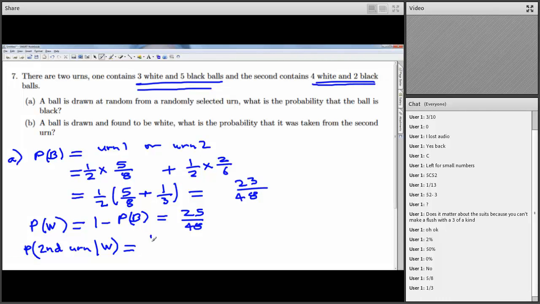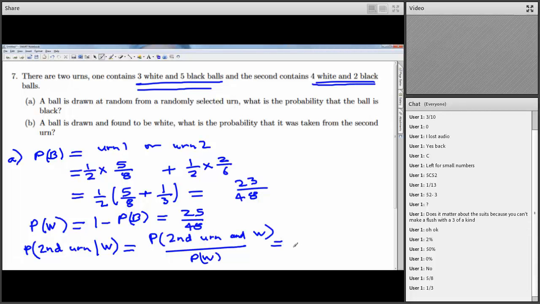So the conditional probability is both of them happening, so both getting the second urn and white, divided by the probability of getting just white. Now, the probability of just white, we know that's 25 over 48. We worked that out, so I worked that out just to make it easier.